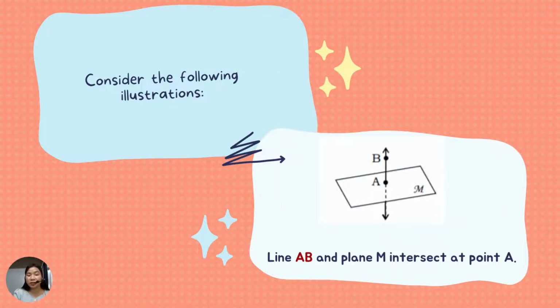Another illustration is line AB. This is your point A, point B. Line AB and plane M intersect at point A, meaning the plane is intersected by the line at point A.